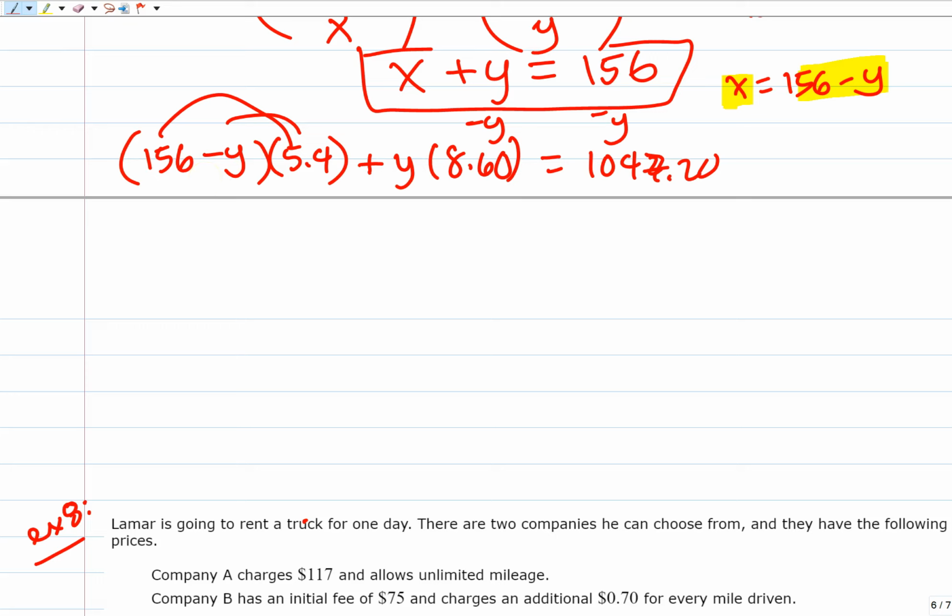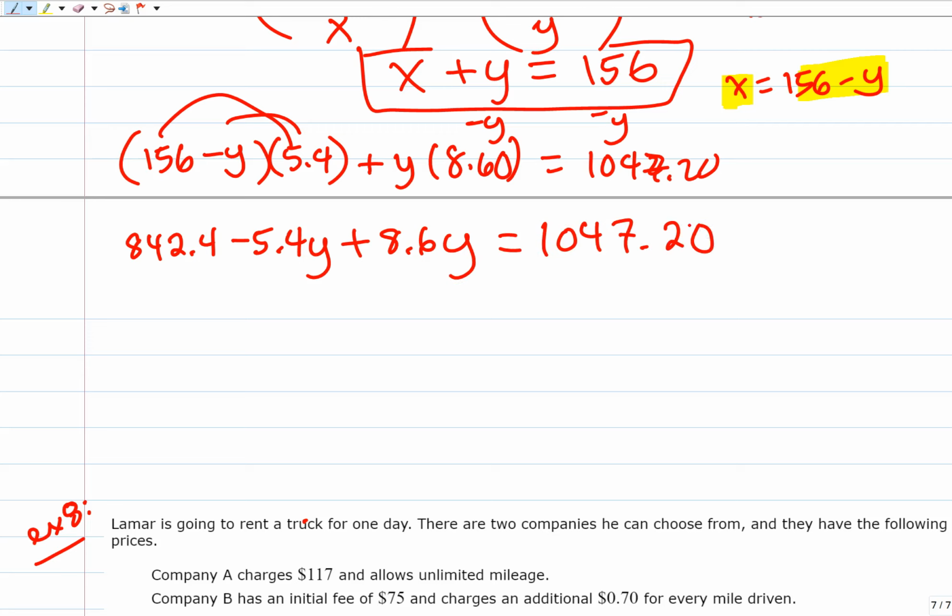I need a calculator. I want to finish this quickly. 5.4 times 156. Mm-hmm. 842.4. Perfect. Minus 5.4 times y would just be 5.4y. Plus, if you don't mind, I'm going to rewrite this as just 8.6 times y. Are we done simplifying? Same side. Combine like terms. That should give me, I think, 3.2. Is that right? Can I get an amen on that?